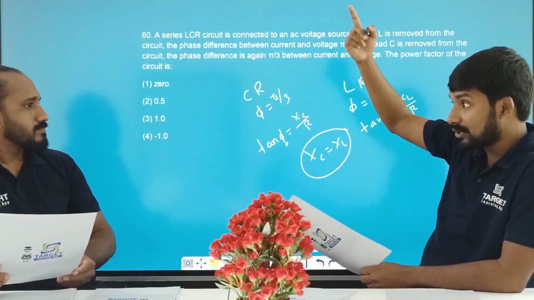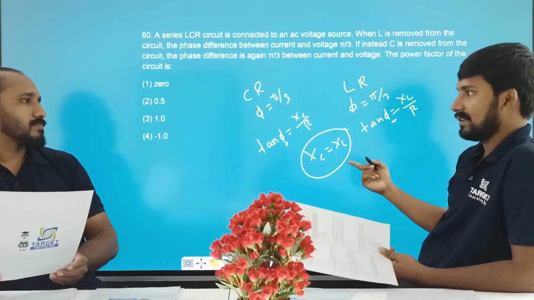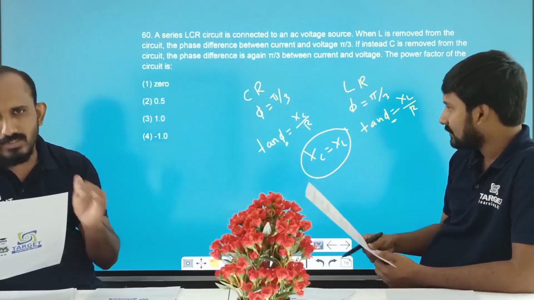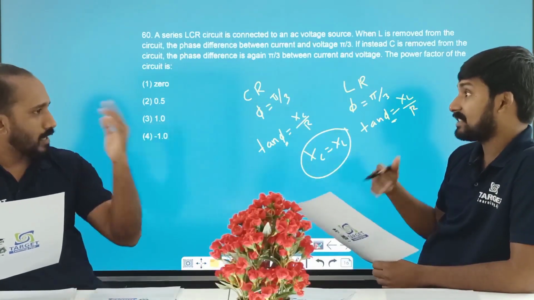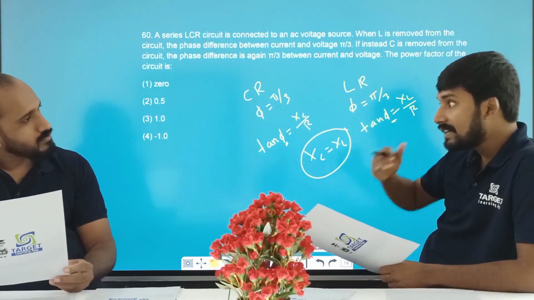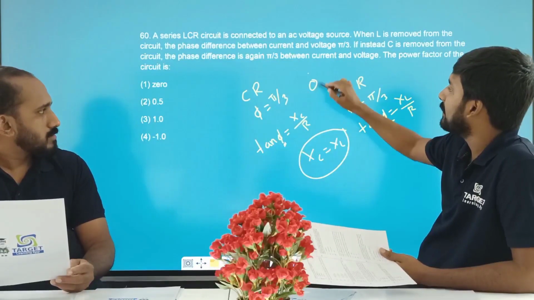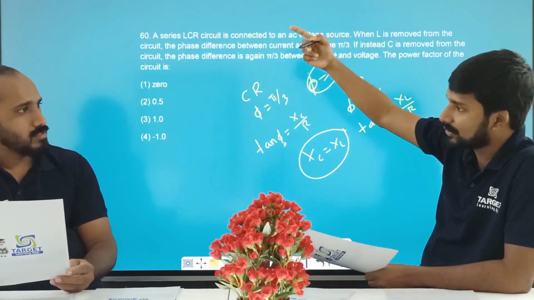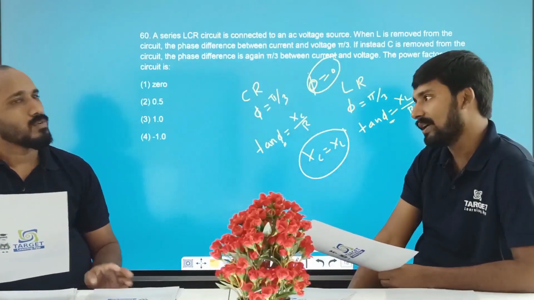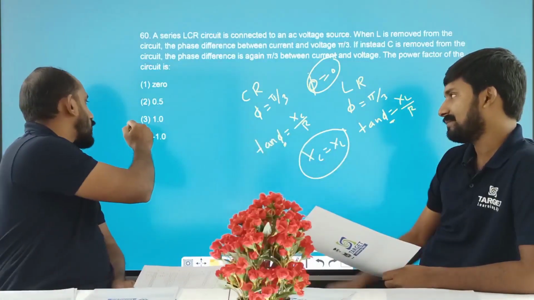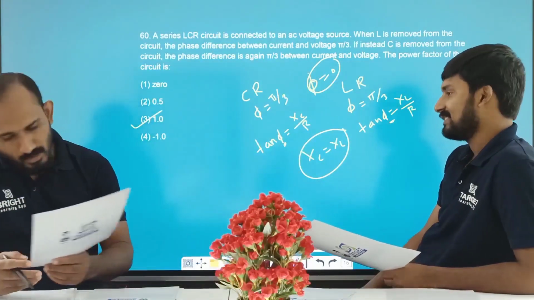So in the LCR circuit, XC is equal to XL. That means resonance condition. At resonance, the impedance is least and the current is maximum, and current and voltage are in phase. So there is no phase difference, phi is equal to 0. Then cos phi becomes 1. The power factor is cos phi, so that is cos 0, which is positive 1. Simple, so that is the answer for that question.